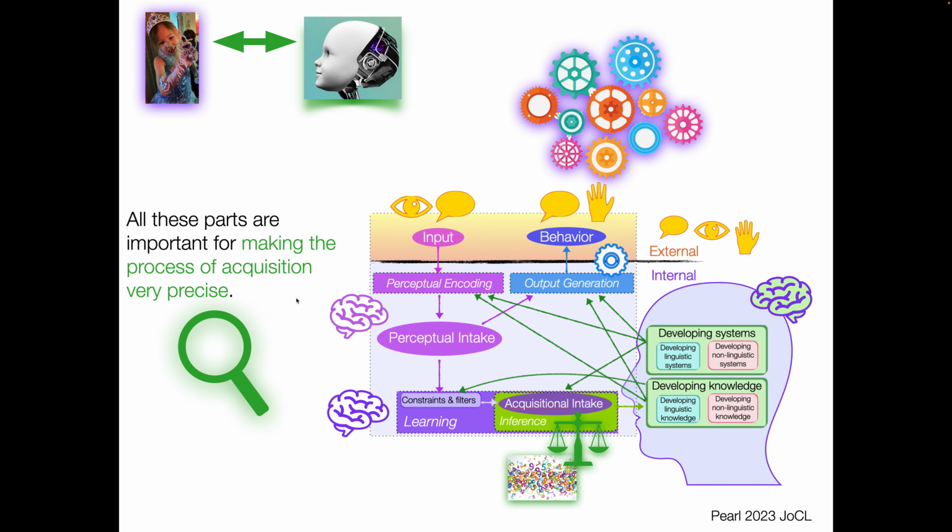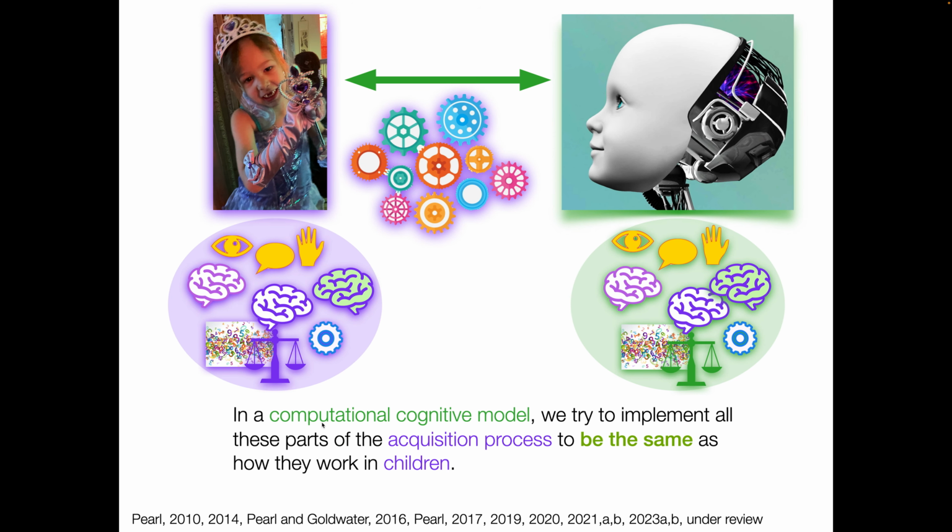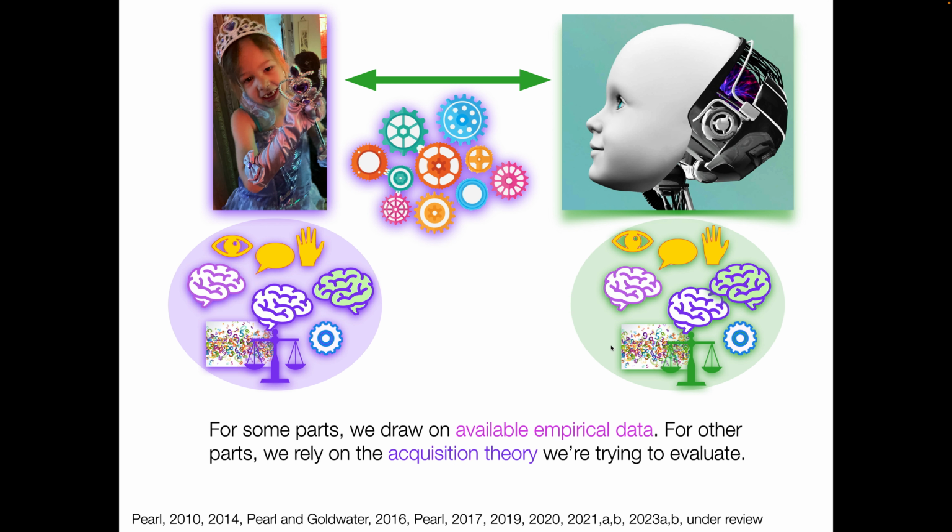All of these parts are important for making the process of acquisition very precise. I'm sure there are others I've forgotten, but that's at least some of them. So in a computational cognitive model, we try to implement all those parts of the acquisition process to be the same as how we think they work in children. And so for some parts, we're going to be drawing on available empirical data, maybe about the input signal that's out there, the behavior that the child is producing, and maybe what we know seems plausible for some of these other internal components. And then for the rest of it, we rely on the acquisition theory that we're trying to actually evaluate to fill it in.